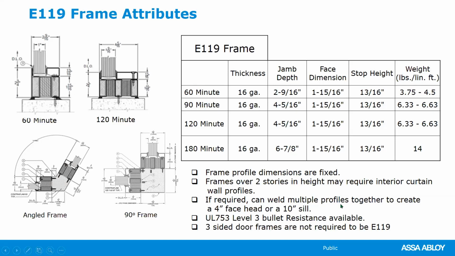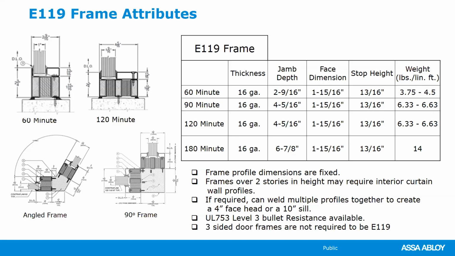One other thing that I think is important to remember: we have had questions where architects have thought that you had to have a 2-hour rated door because you had a 120-minute or 2-hour rated frame. That's not the case. As you saw on the table, the door opening in a 120-minute or 2-hour rated E119 frame assembly with glass is a 90-minute rated door.